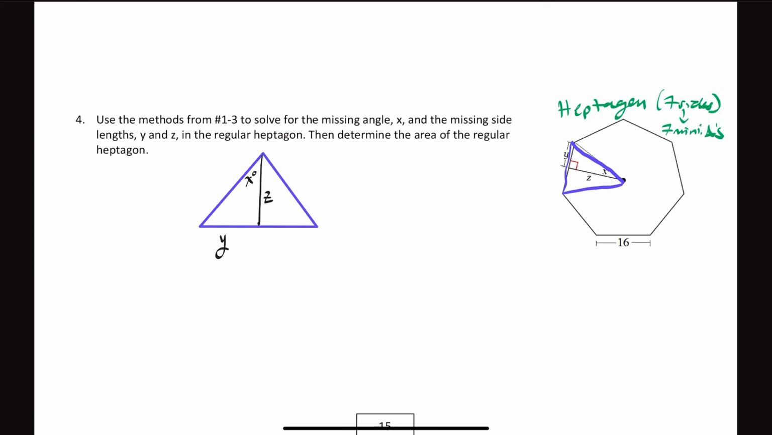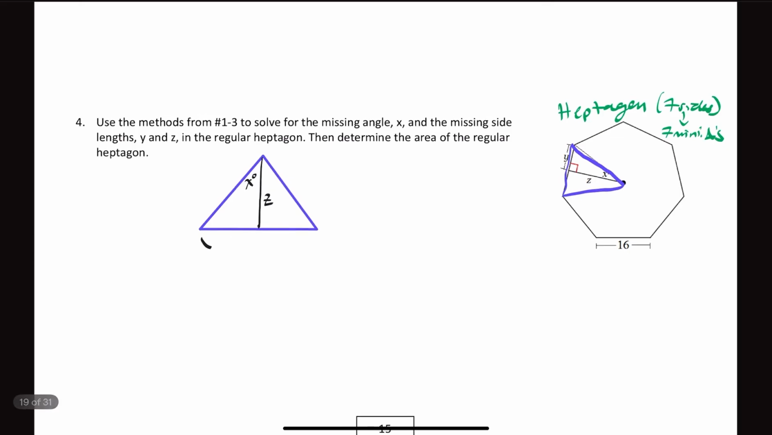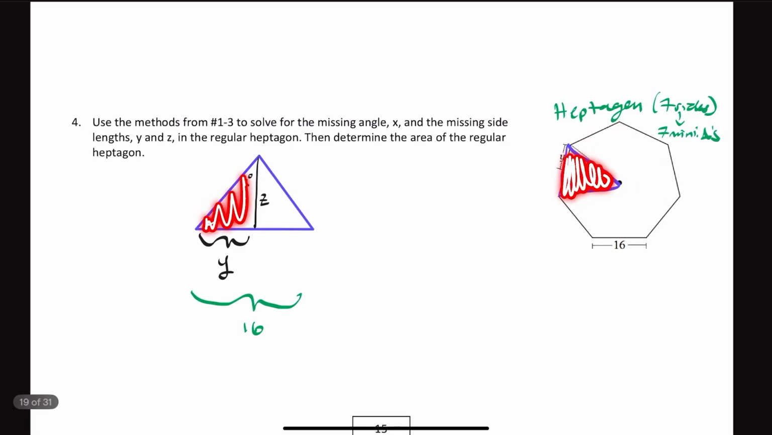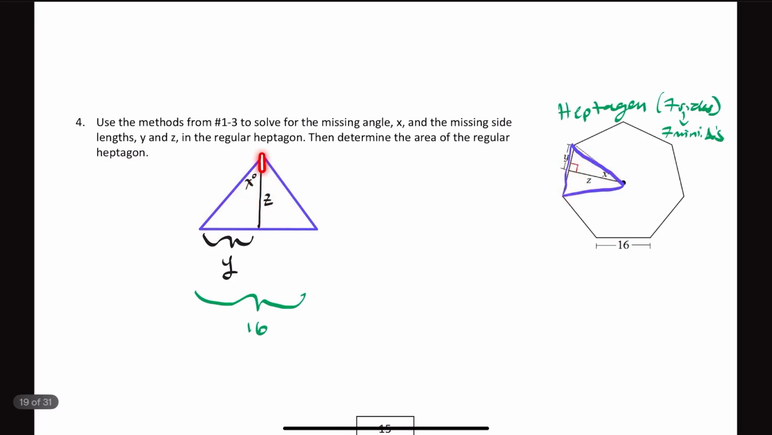Actually, let me draw that better. Cool. So that's Y right there, just that little half right there. And we have some extra info, and we know that the full base has a value of 16. And so it wants me to find this entire area. And the first thing that's going to help is to find the full triangle, right? But it looks like I only have some information about half of that mini triangle.